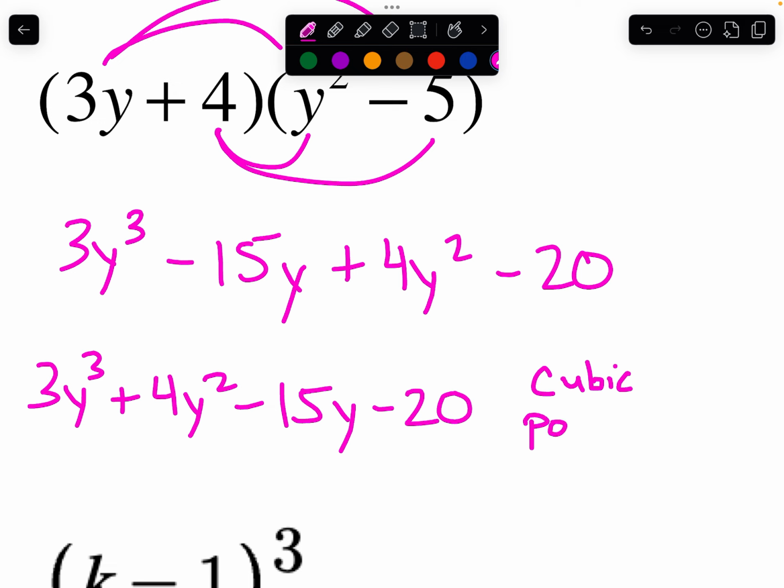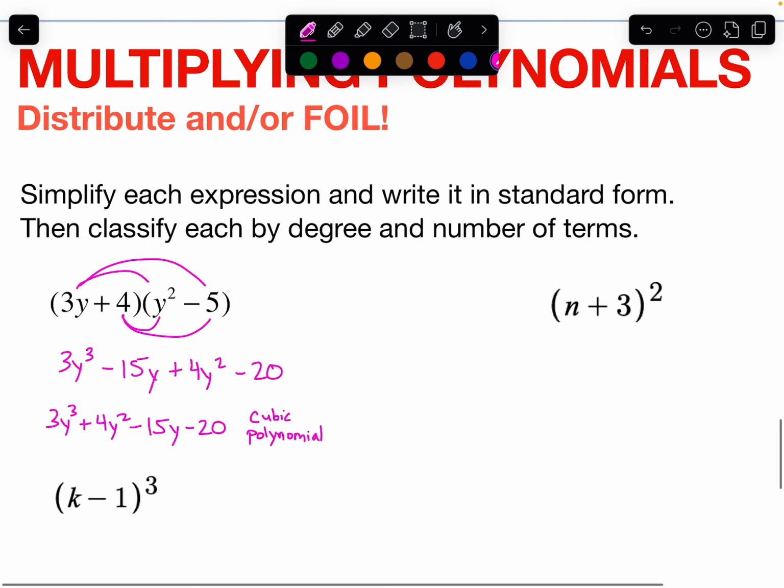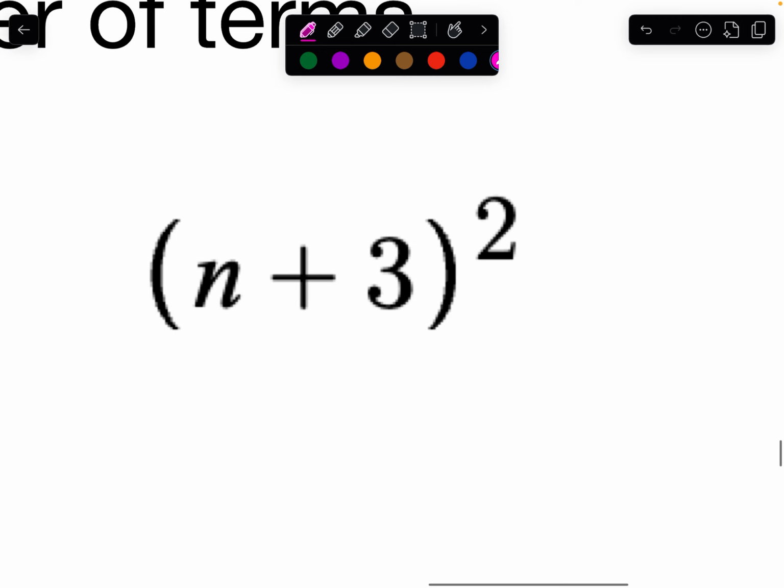The word we would use there is polynomial. 4 or more terms we consider generically a polynomial. This is a cubic polynomial. Let's take a look at n plus 3 squared.